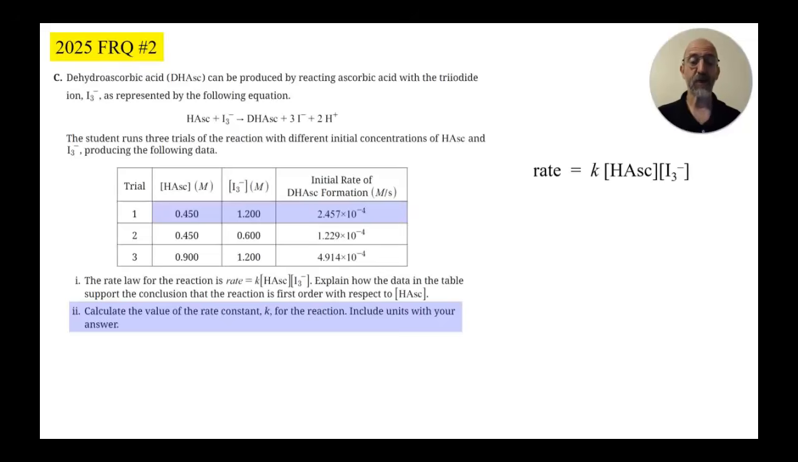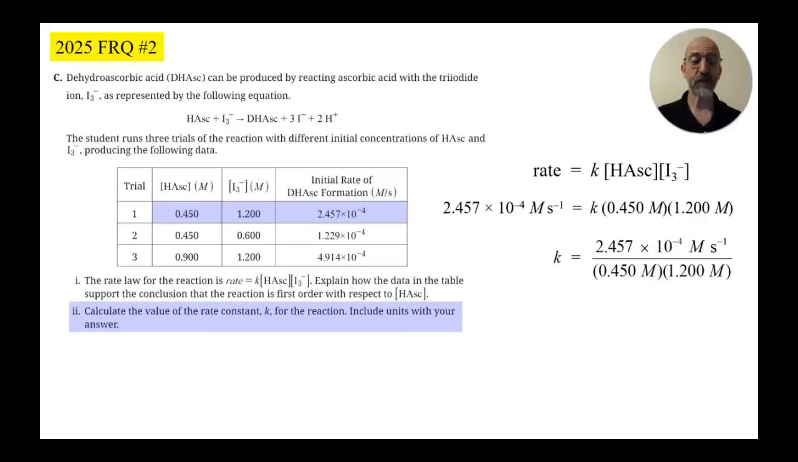The initial rate in trial 1 is 2.457 times 10 to the negative 4, and my units are molarity per second. I don't know the value of the rate constant K, but I know that the concentration of ascorbic acid in trial 1 is 0.450 molar, and the concentration of the triiodide ion in trial 1 is 1.200 molar. So it's a good setup. I'm going to go ahead and calculate the value of K. So I just did a little bit of rearranging of the equation. I solved for K, and this is what I wrote down.